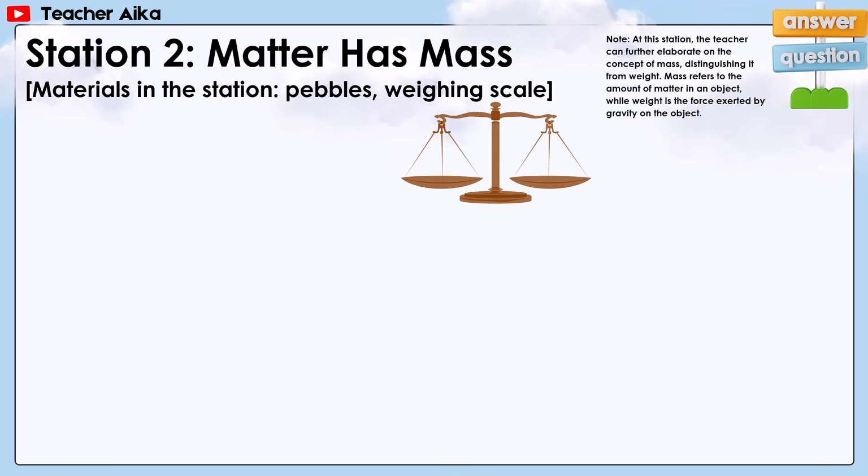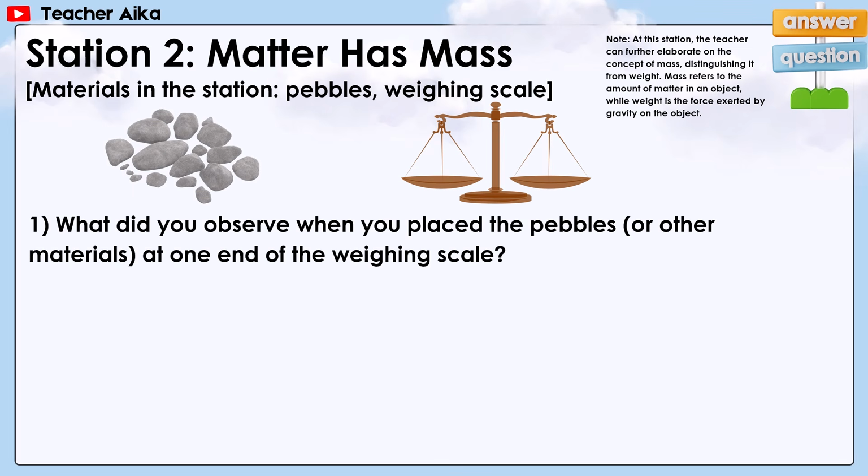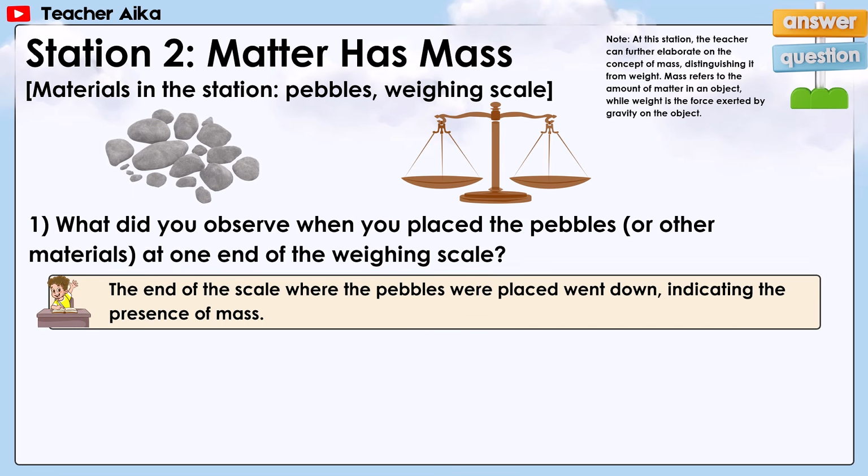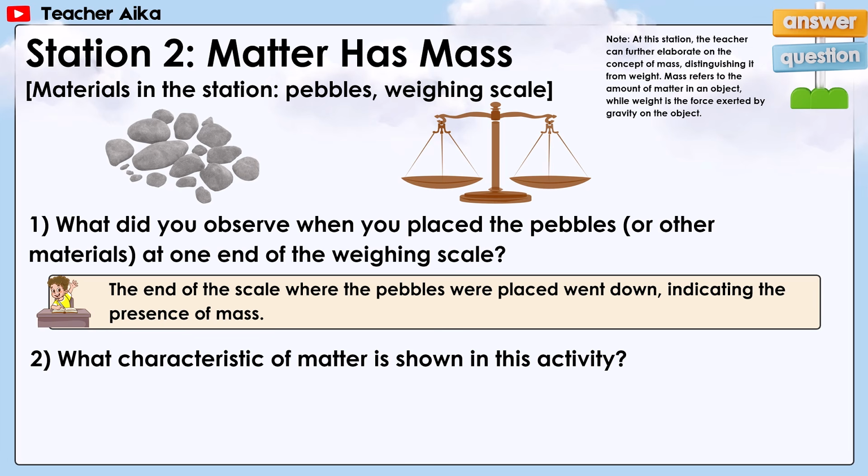Station 2, matter has a mass. Materials in the station: pebbles, weighing scale. Question number 1. What did you observe when you placed the pebbles or other materials at one end of the weighing scale? The answer: the end of the scale where the pebbles were placed went down, indicating the presence of mass.